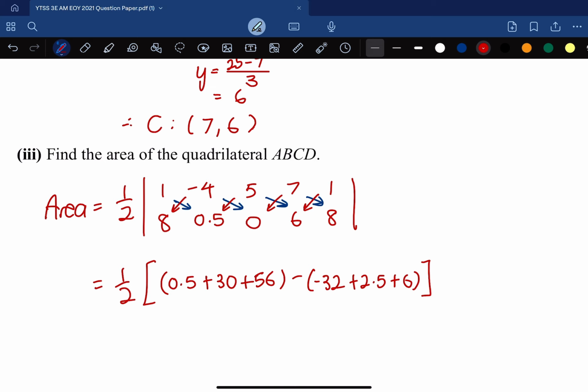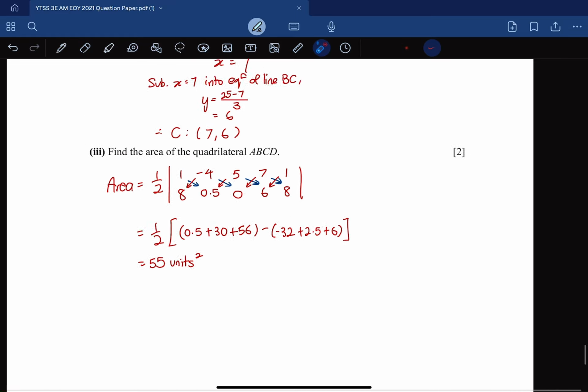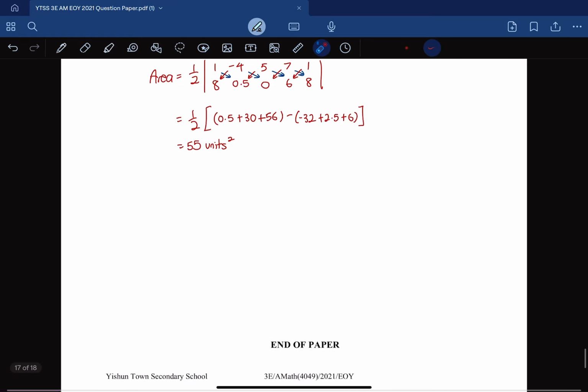Then let's simplify this from here. Your final answer in this question should be equals to 55 units squared. Remember to write your units because this is area. And with that we have come to the end of this paper.